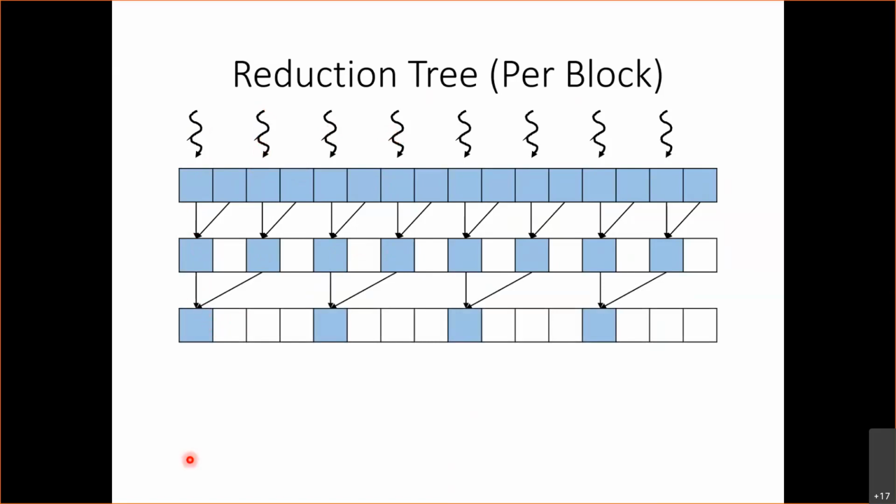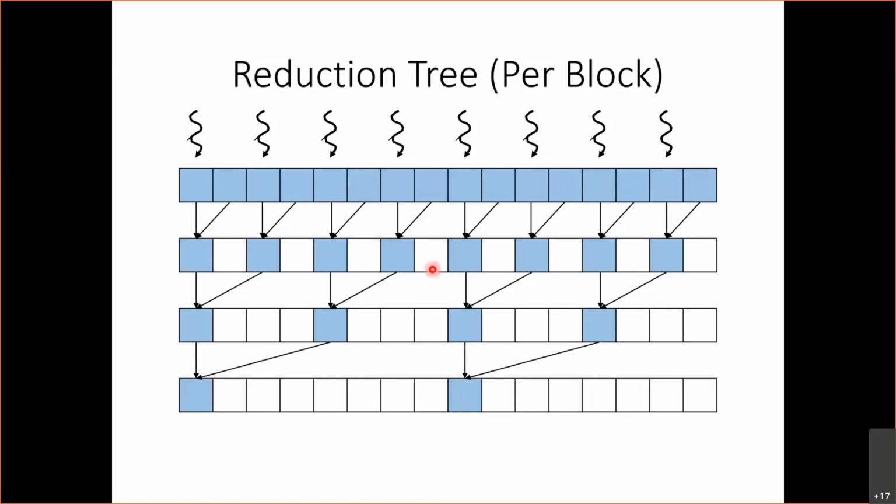And now I'll see that I need to add these two elements together, and I need to add these two elements together. So in this step, I'm just going to use this thread to add these two elements together, and these three remaining threads are not going to do anything. And I'll use this thread to add these two elements together, and these three remaining threads are not going to do anything. So I keep doing this.